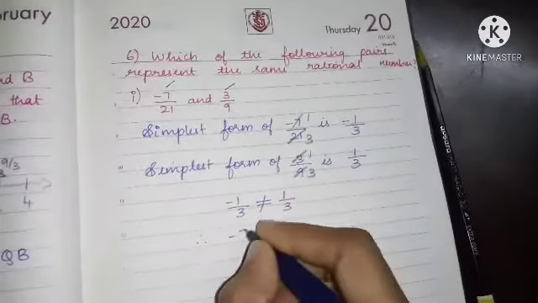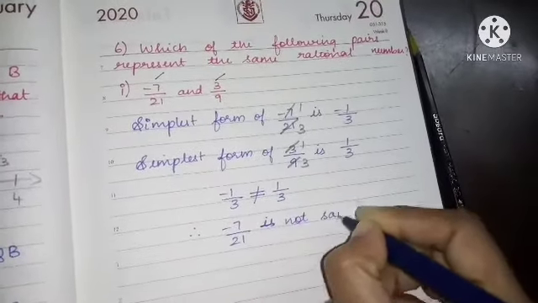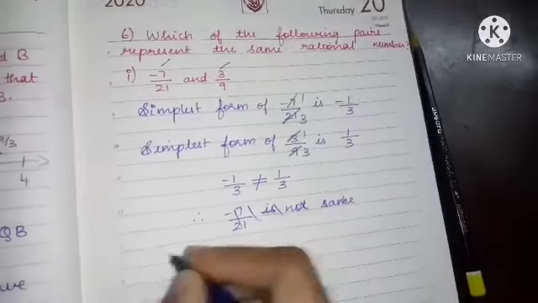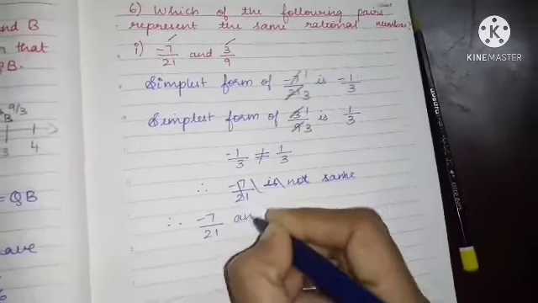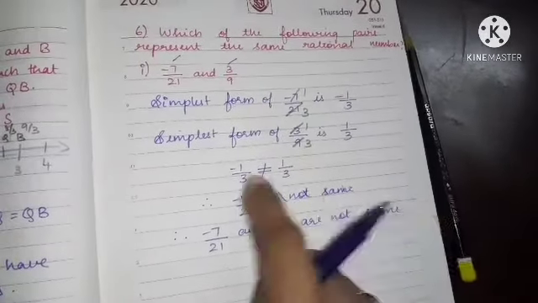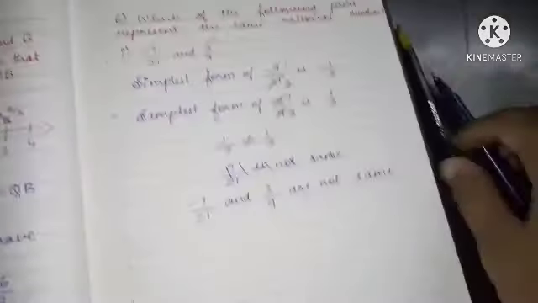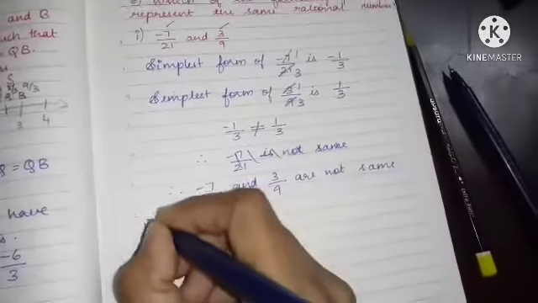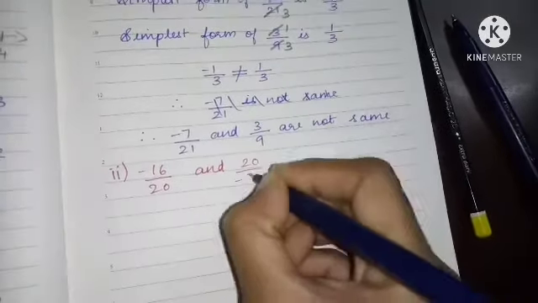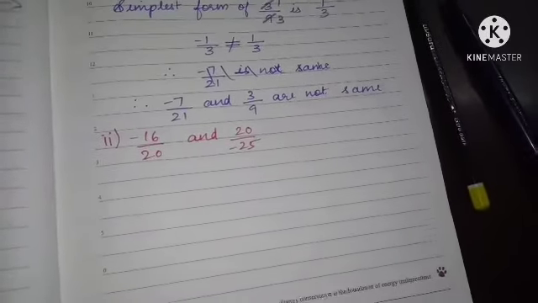Therefore, minus 7 by 21 and 3 by 9 are not the same, because they are not equal. So we are saying these two are not the same. Okay, next. Second problem: minus 16 by 20 and 20 by minus 25. Minus 16 by 20 and 20 by minus 25.